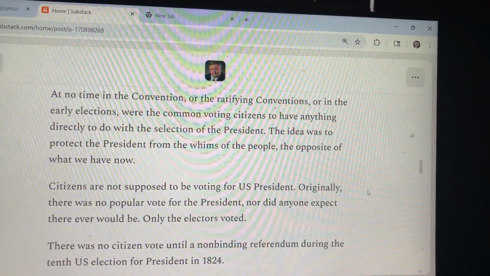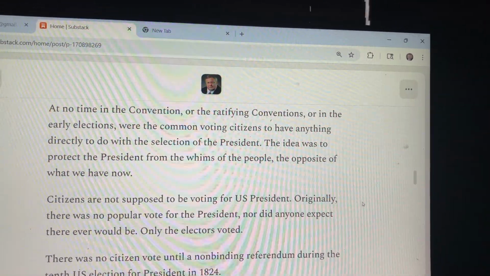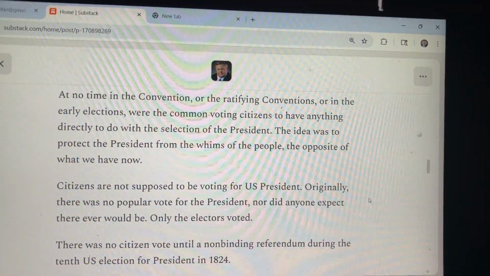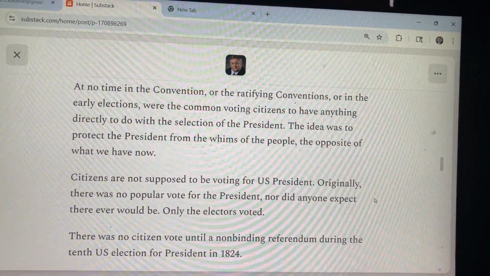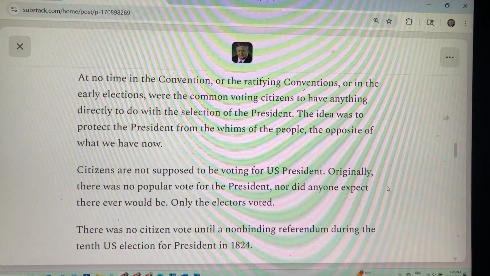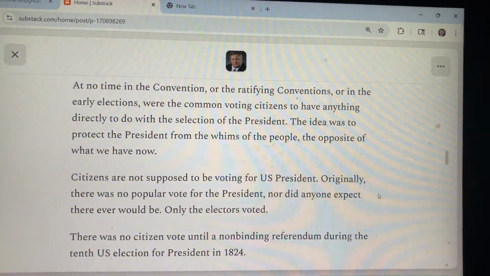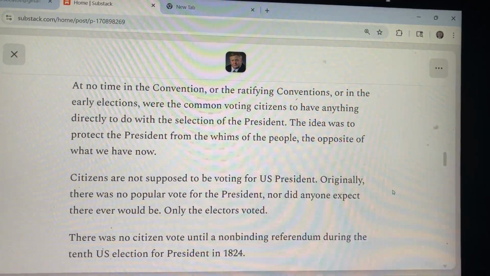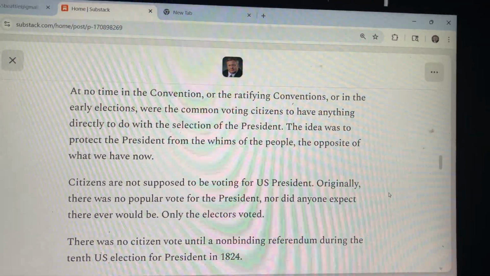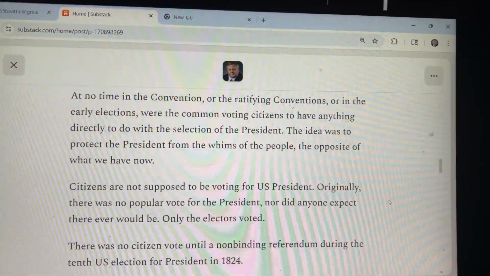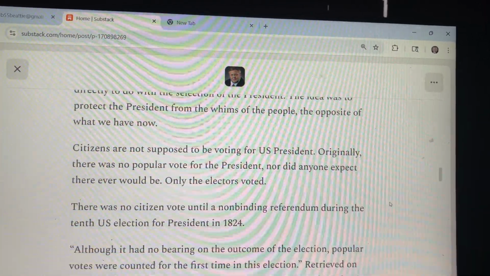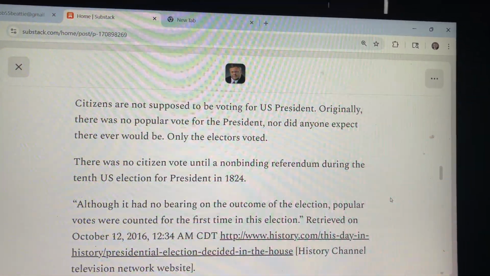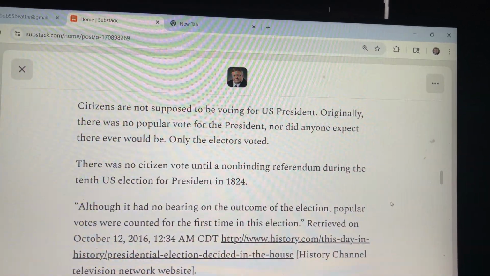At no time in the convention or the state-by-state ratifying conventions or in the early elections would the common citizen have anything to do with selection of the president. Those eligible to vote were property-owning white men, and only about half of them at that. This was a republic. They would elect the people who would decide who would be president. The idea was to protect the president from the whims of the people, the opposite of what we have now. The idea of looking at a poll of what people think is just the opposite of what they wanted. I mean, this wasn't unknown. They discussed it. They said, no, we don't want that. We don't want a president responding to popular polls.